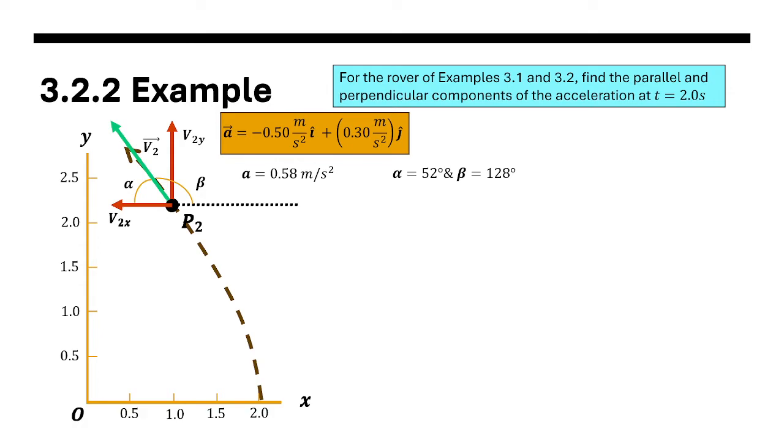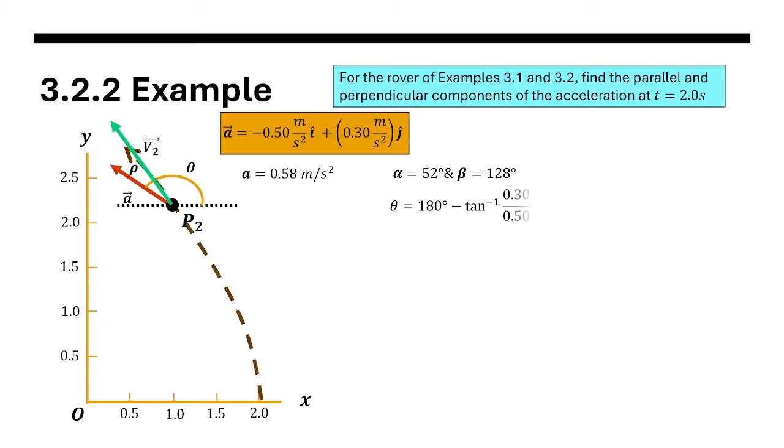We are now going to talk about the acceleration vector, its direction, and the angle rho. In order to get the direction for our acceleration, we use theta is equal to 180 degrees minus tan inverse of 0.3 over 0.5, which is equal to 149 degrees. Why 149 degrees?